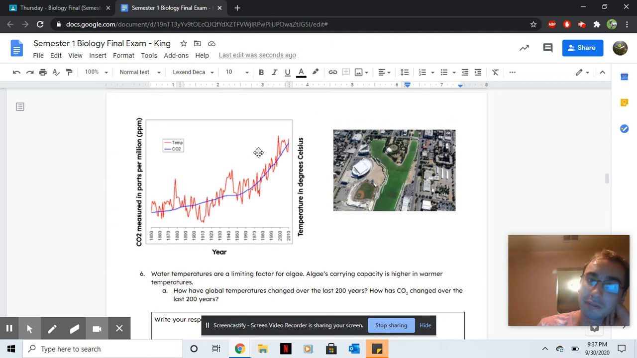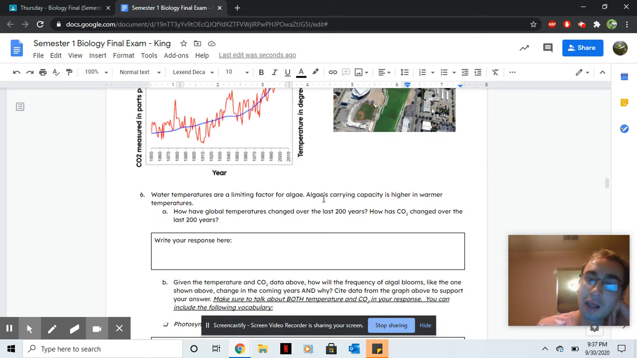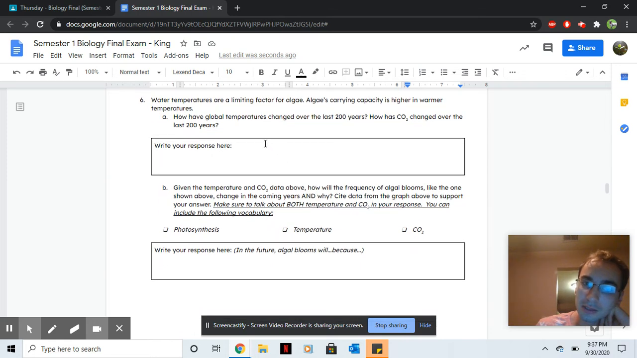Next one, you have a graph. You have CO2 over time. And then you have a graph or a picture of Stockton's waterfront. And then the first one, how have global temperatures changed over the last 200 years? How has CO2 changed over the last 200 years? Then you'll just write it here.